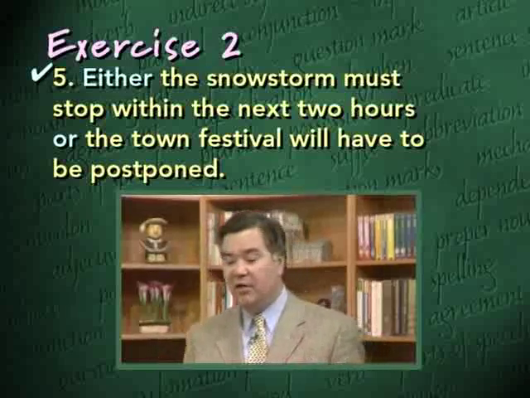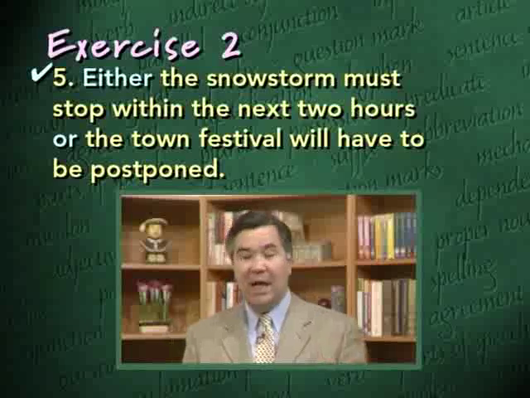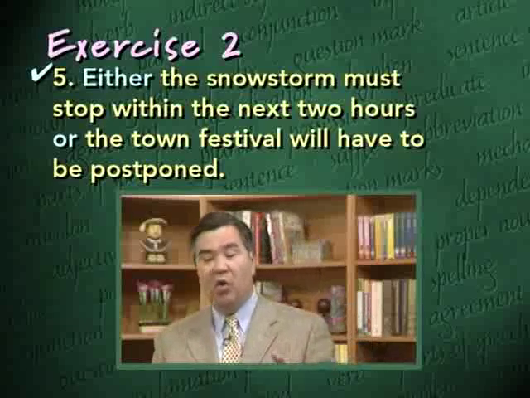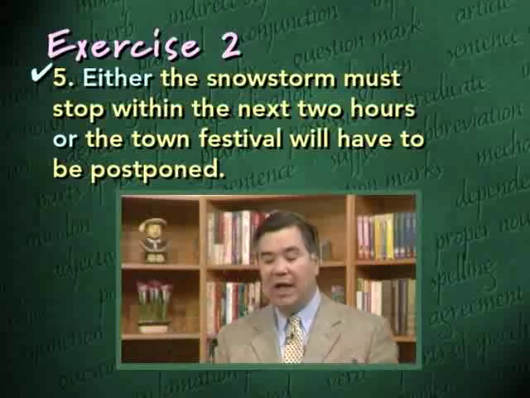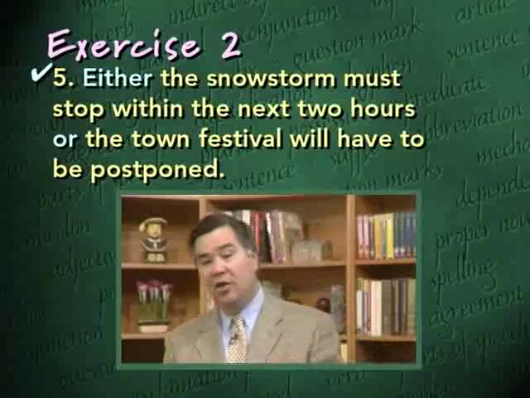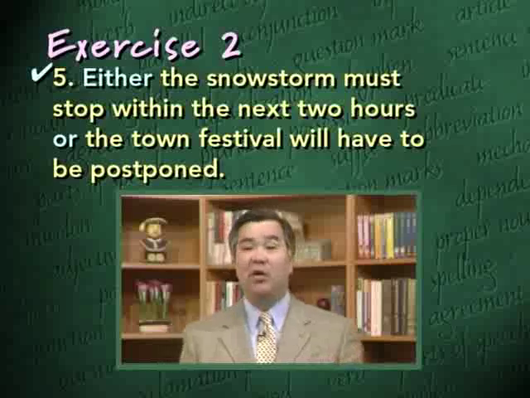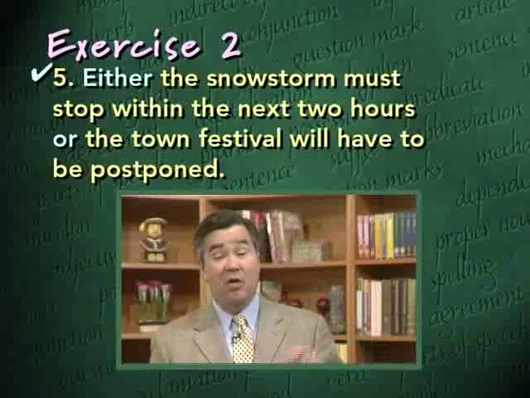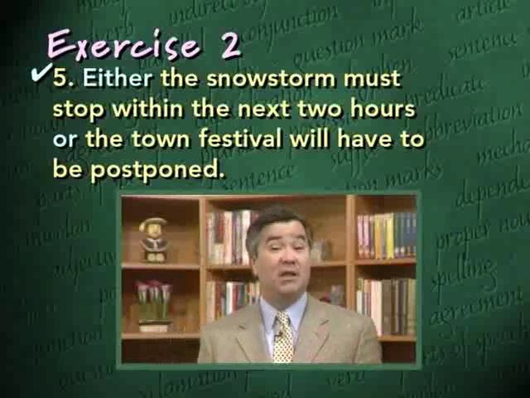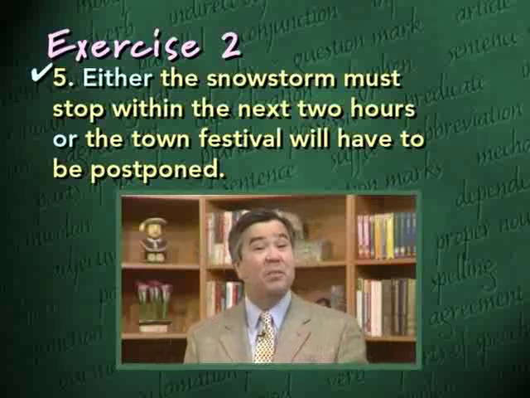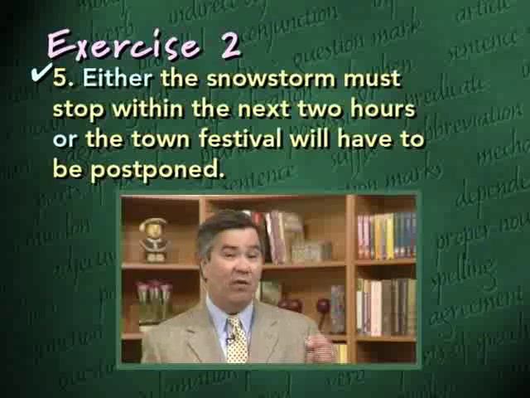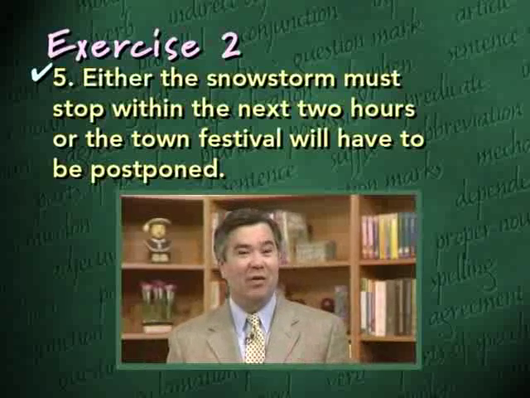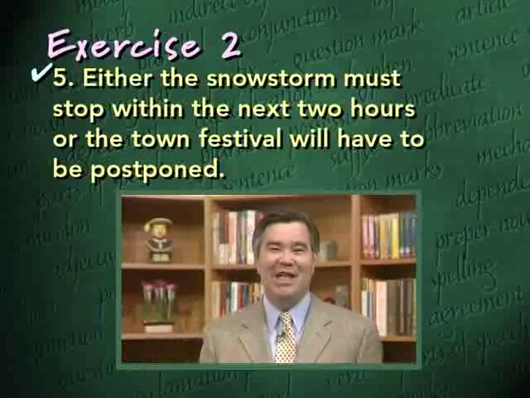What follows either is the snowstorm must stop within the next 2 hours. That's a clause. And what follows or is the town festival will have to be postponed. Another clause. The two are basically similar in form, and therefore the sentence sounds perfectly parallel. Remember that what follows the two parts of a coordinating conjunction must be similar grammatically in order for parallelism to be maintained. This sentence follows that rule, and therefore it's correct, doesn't need any changing.